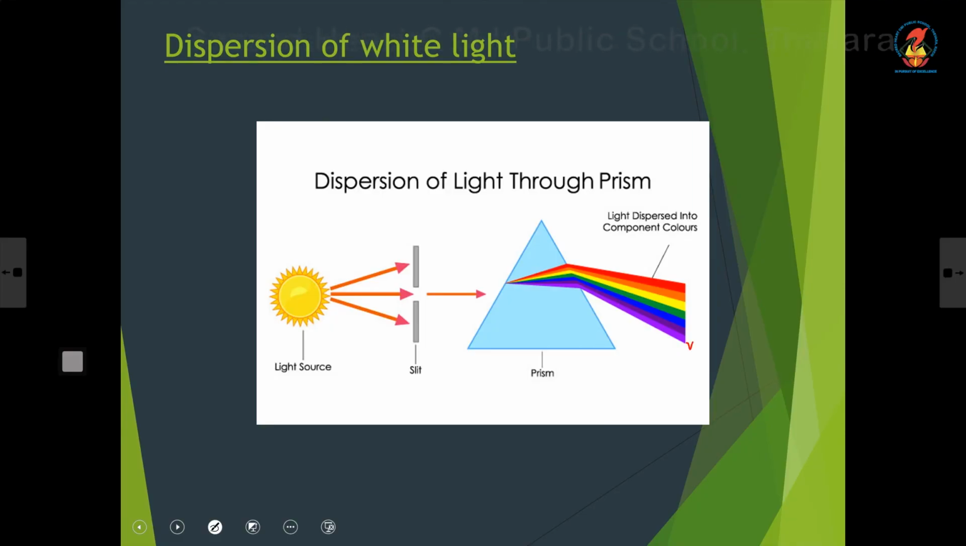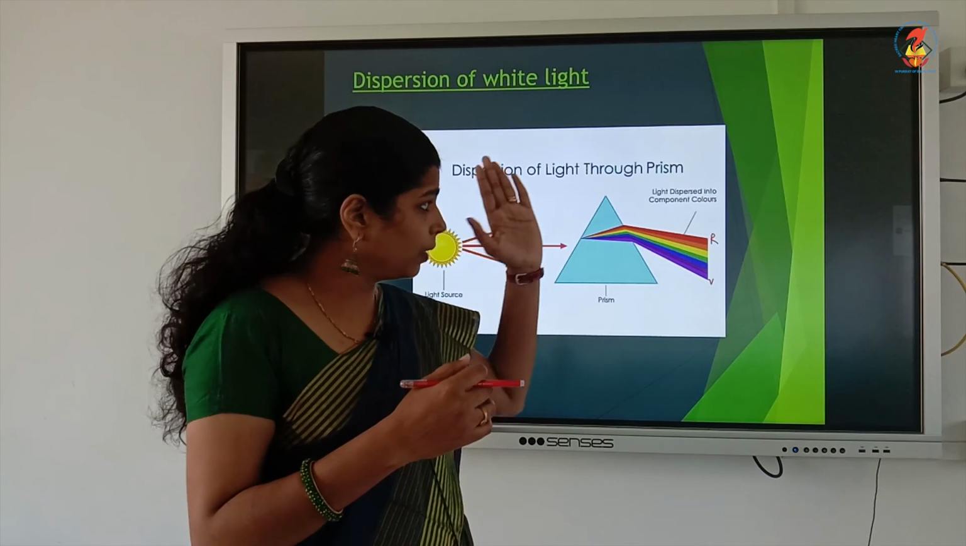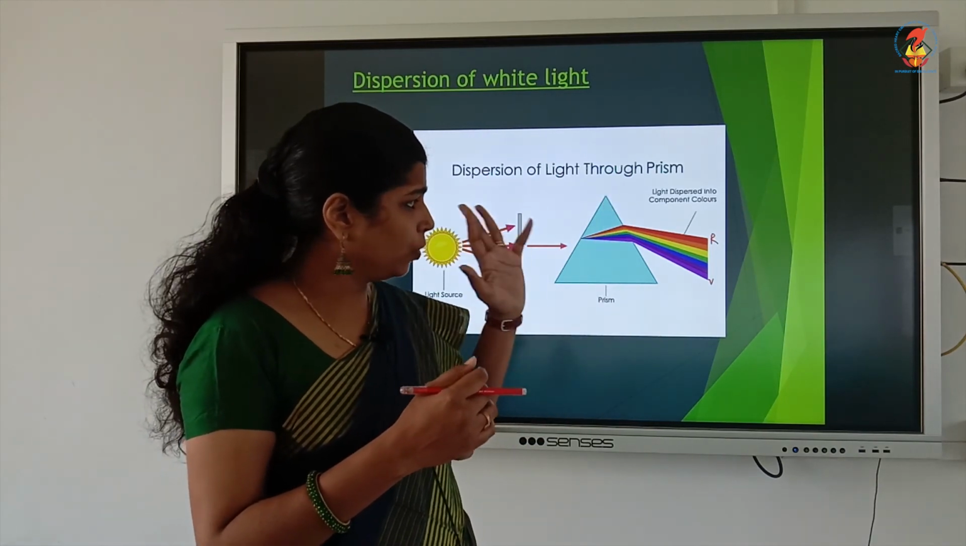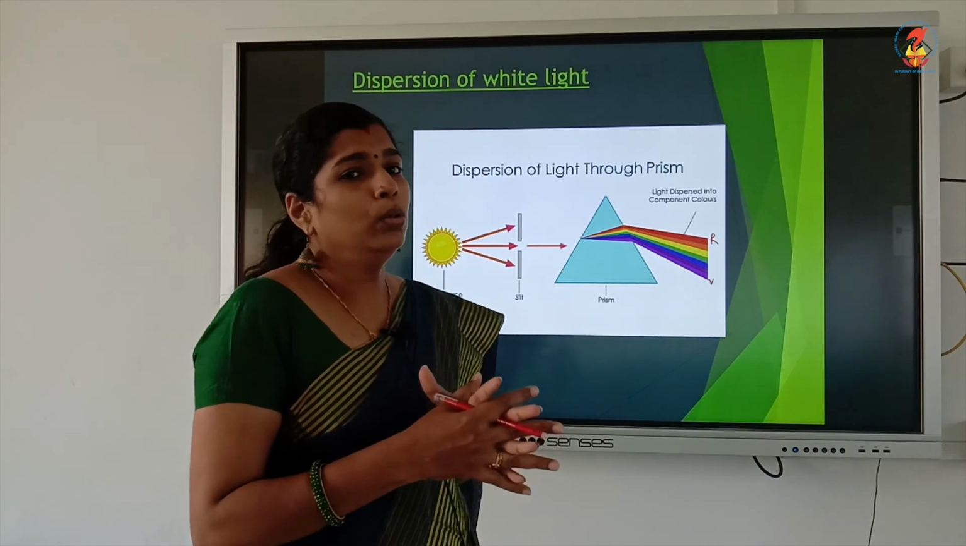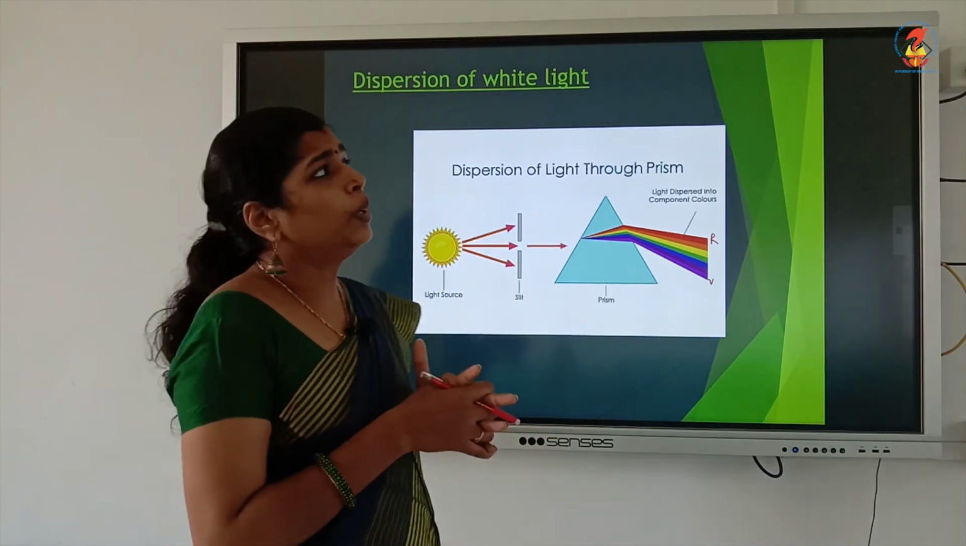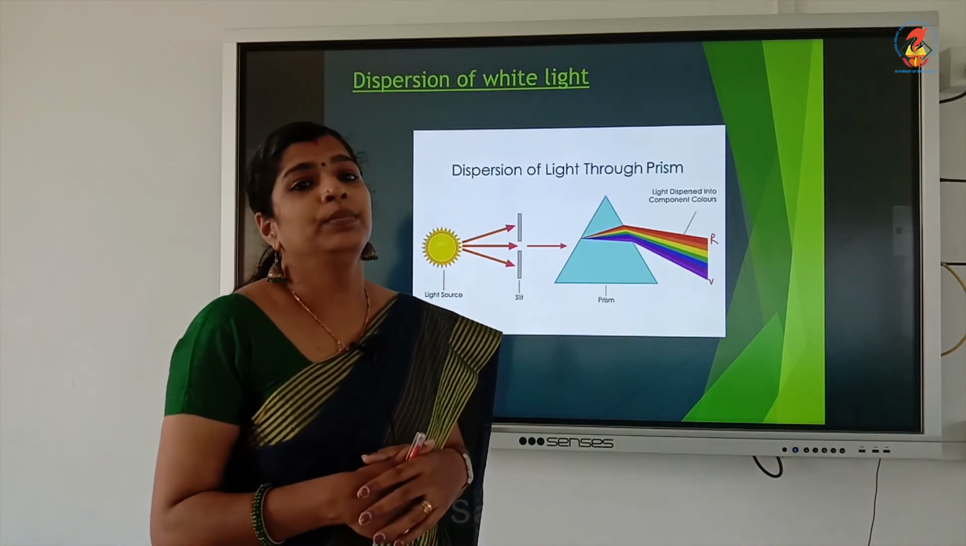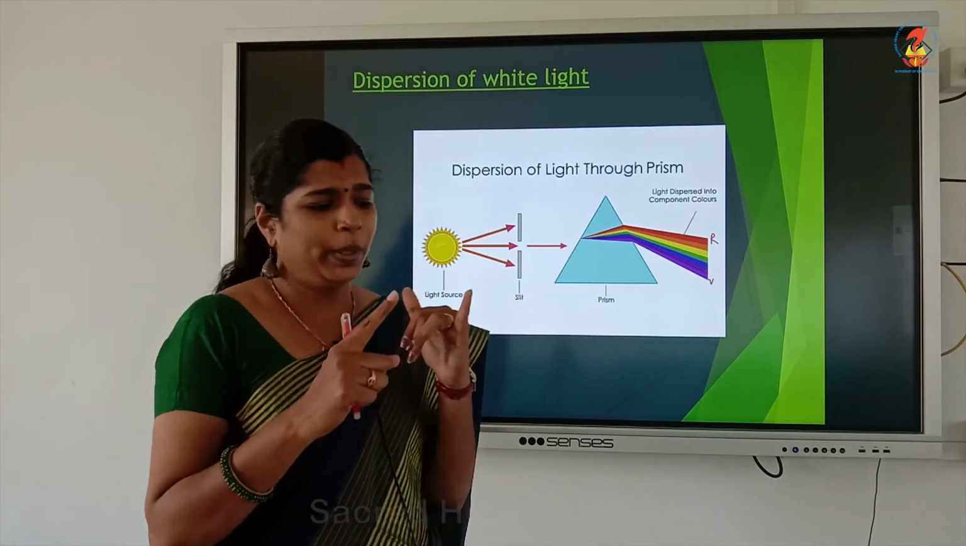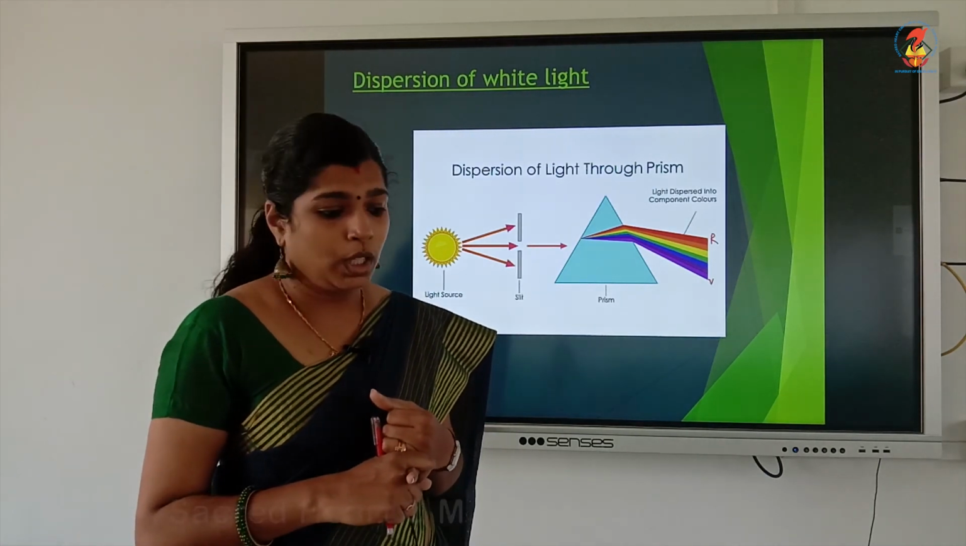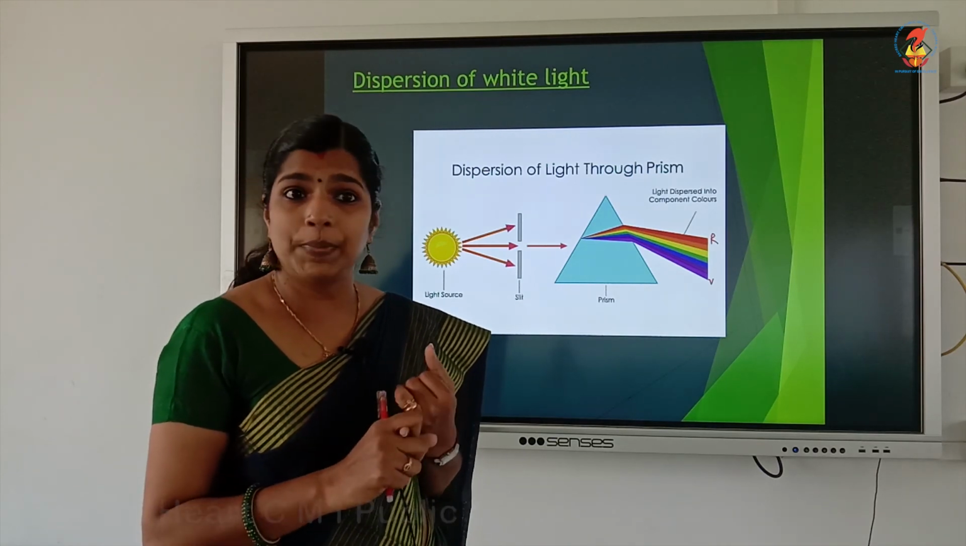Violet will be at the bottom, towards the base of the prism, and red will be at the top of the spectrum of light. Then a band will be formed that consists of 7 colors: violet, indigo, blue, green, yellow, orange and red. You can see many examples from nature that are due to the dispersion of light. One example is the formation of a rainbow. Formation of a rainbow is due to the dispersion of light.